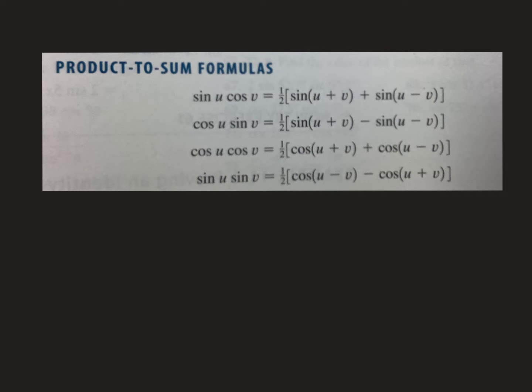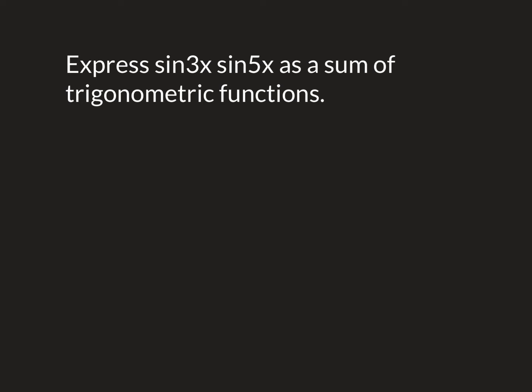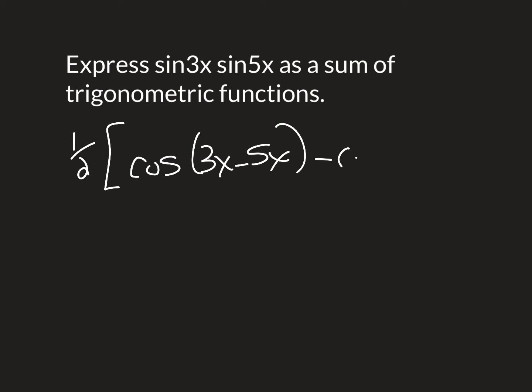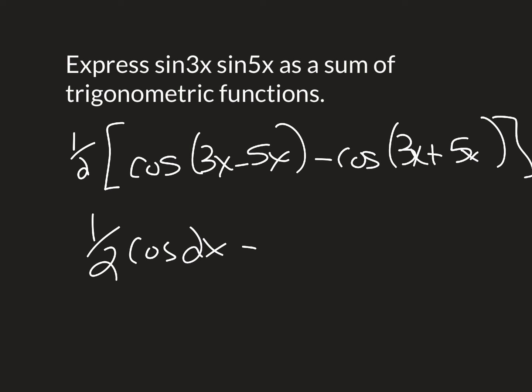So let's try one here. It says express sine 3x times sine 5x as a sum of trigonometric functions. Looking at those identities from the last page, that's sine times sine. Whenever you do sine times sine, we're going to work it out like this: 1/2 times cosine of u minus v, which in this case would be 3x minus 5x, and then minus cosine of u plus v, which would be 3x plus 5x. When we work it all the way out, that gives us 1/2 cosine 2x minus 1/2 cosine 8x. So we're going to leave it at that.